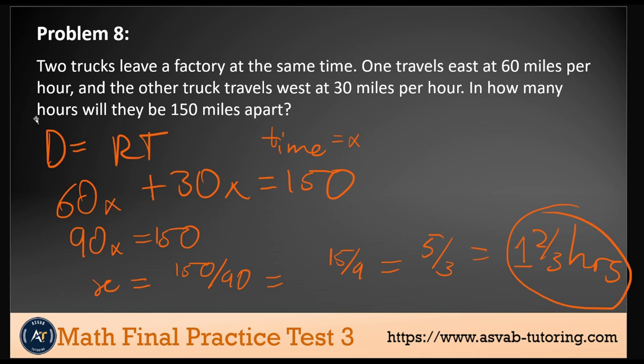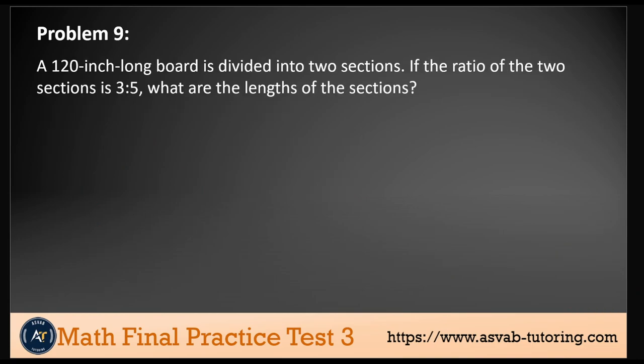1 2/3 hours. That is our time. That's how long it will take for them to be 150 miles apart. All right, problem 9. A 120-inch long board is divided into two sections. If the ratio of the two sections is 3 to 5, what are the lengths of the sections?